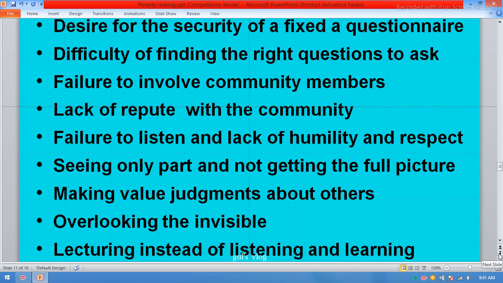When you conduct a poverty ranking, don't give them a lecture. Just listen and learn from the community.